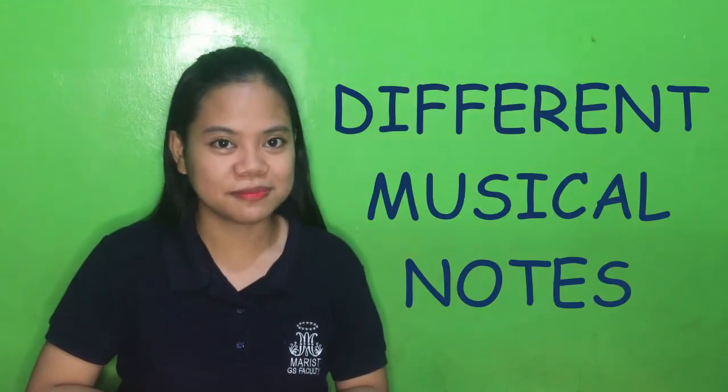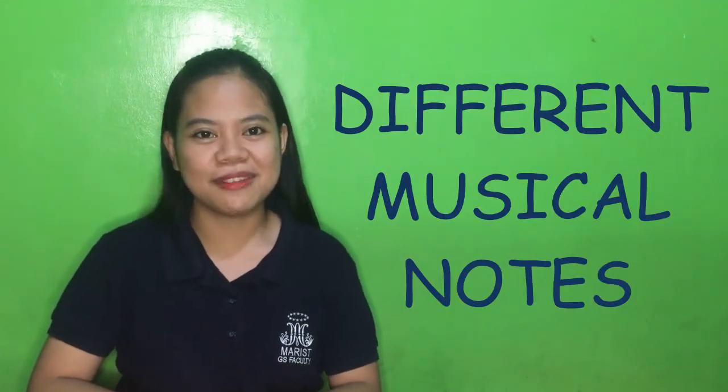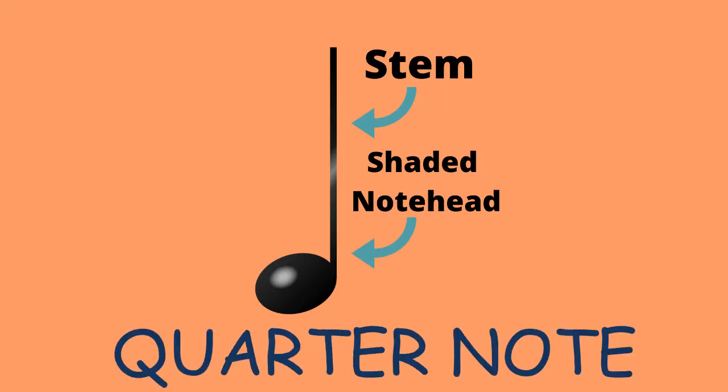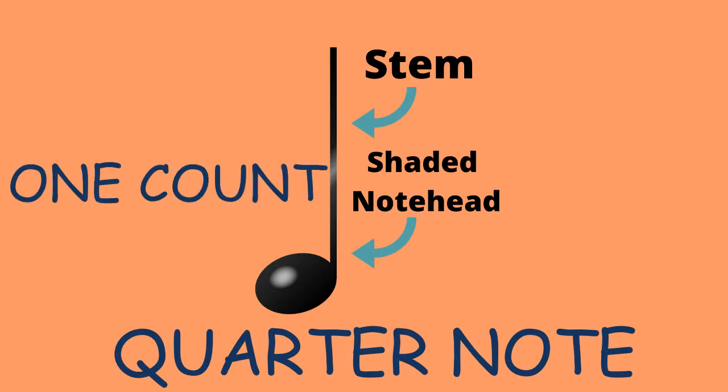Today, we're going to learn about different notes. Let's see if you can still remember them. Are you ready? The first note that we're going to learn looks like this. It has a note head with a shade and a stem. Do you remember the name of this note? It starts with letter Q. You're right. It's quarter note. The quarter note has one count. Can you think of a fruit name that has one sound?